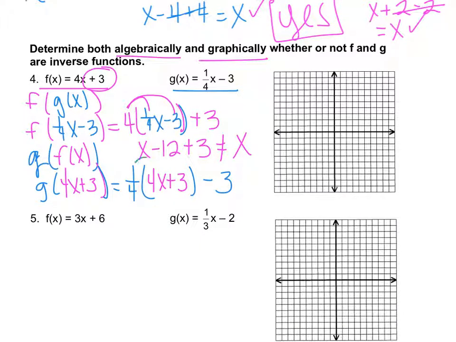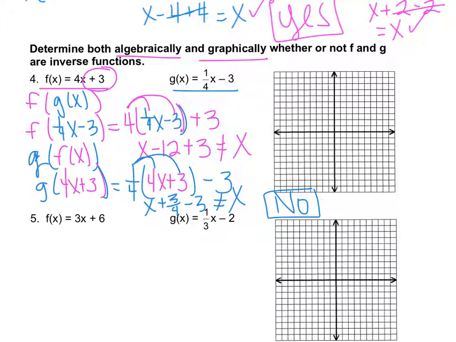So I'm going to distribute. So 1/4 times 4x is just a 1x. 1/4 times 3, we're going to get 3/4 minus 3, which is not going to give us an x. So neither of those equal x, which means they're not inverses of each other. I'm going to write no here, but the instructions said show both algebraically and graphically. So let's see what it would look like on the graph.